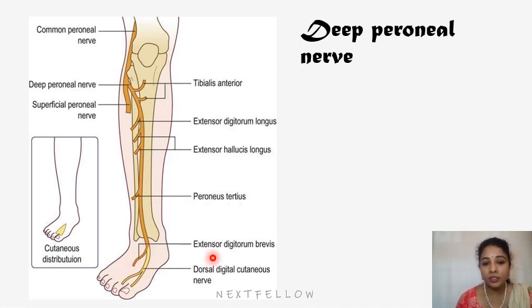And in the foot it supplies extensor digitorum brevis and dorsal digital cutaneous nerves, where it supplies the first web space. Here it is shown, it supplies the first web space. So that is about the nerve supply, distribution of muscular and cutaneous branches. It also gives articular branches to the ankle joint because it crosses the ankle joint from front.